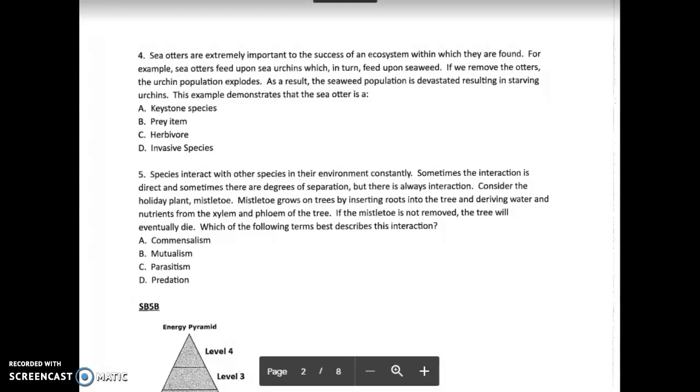Number 5. Species interact with other species in their environment constantly. Sometimes the interaction is direct, and sometimes there are degrees of separation, but there's always interaction. Consider the holiday plant mistletoe. Mistletoe grows on trees by inserting roots into the tree and deriving water and nutrients from the xylem and phloem of the tree. If the mistletoe is not removed, the tree will eventually die. Which of the following terms best describes this interaction? A. Commensalism, B. Mutualism, C. Parasitism, or D. Predation.